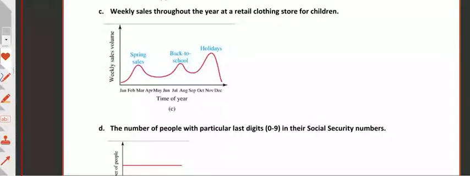What would the data look like for this situation? Weekly sales through the year at a retail clothing store for children. They looked at weekly sales for an entire year. On the x-axis, we have the months, and on the y-axis, that vertical axis, we have the weekly sales volume. Notice that there's a peak around spring sales. Then the data goes down April, May, June, but there's another peak around August, back to school sales. Then there's a lull and another peak around the holidays. So this data has three peaks, so there are three modes. That's because the sales tend to spike during different times of the year. So we saw three spikes here.